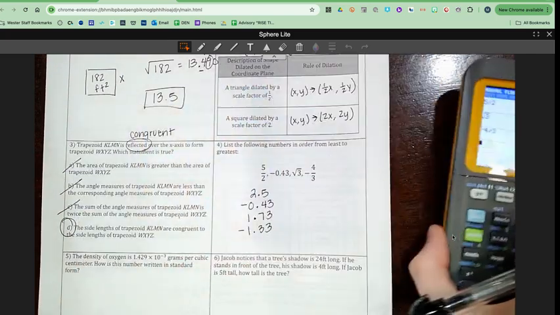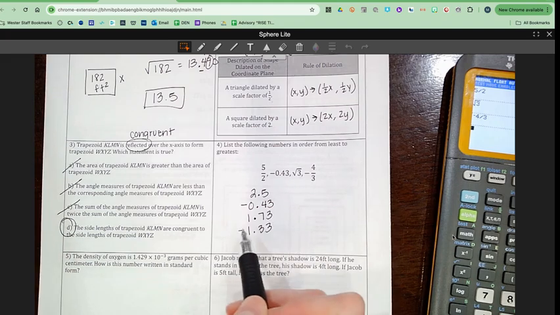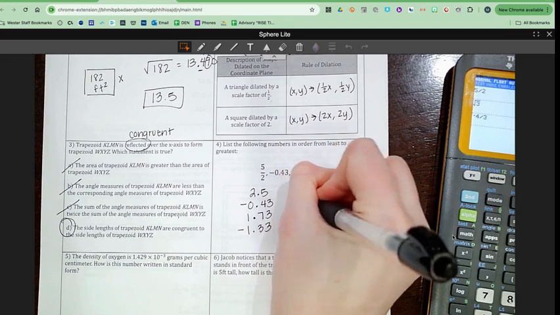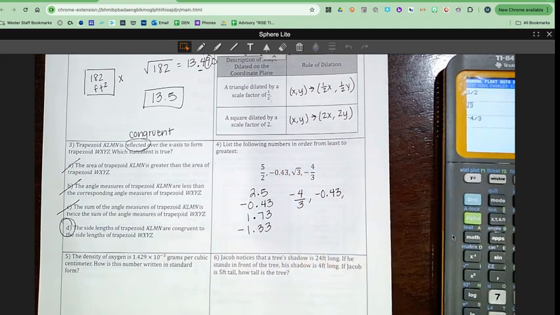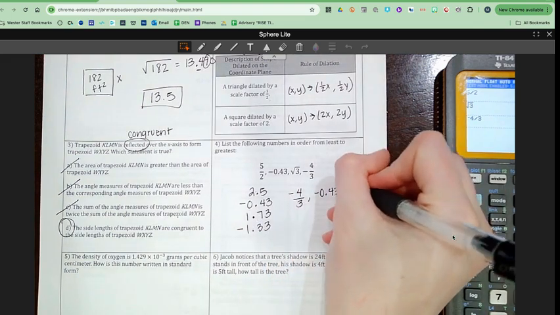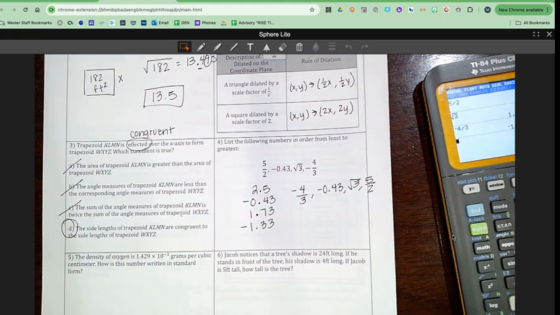Okay, when we are putting things in order from least to greatest, our negatives are going to come first. And again, we're talking about further away from 0. So this one, -4/3, is further away from 0, so that would be smaller. Then we'll put our other negative, -43/100. Then we have a 2.5 and a 1.73, so the square root of 3 is now smaller, and then we close it up with 5/2.